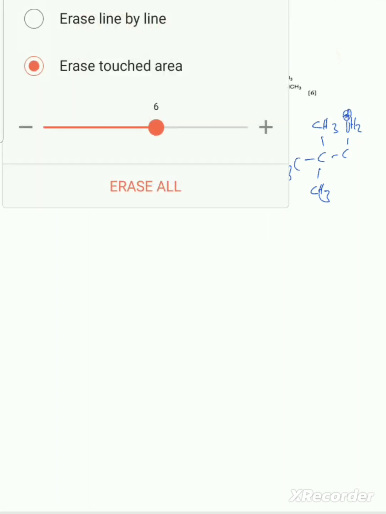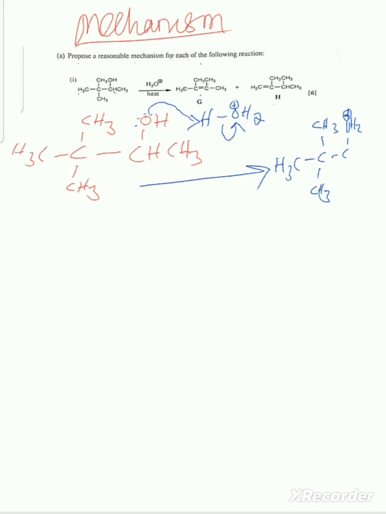So here I'm going to write a positive on the oxygen like that. Here there is an H, then here CH3 like that. That's the way it is. So this is what is known as a protonated alcohol. This is a protonated alcohol.